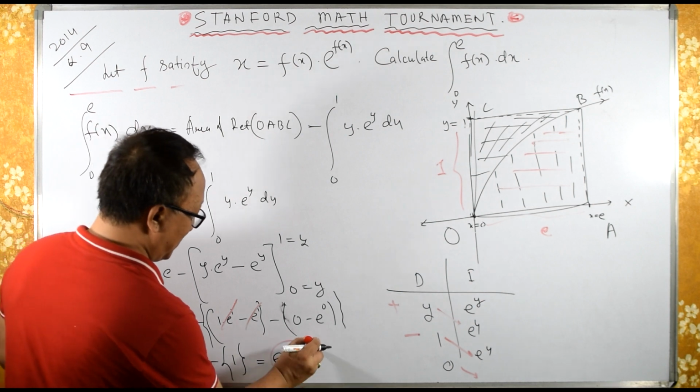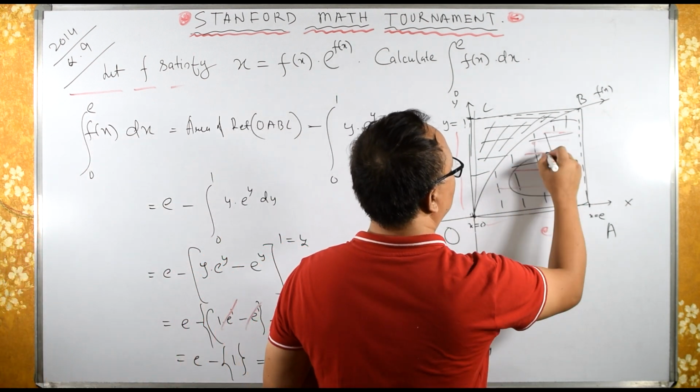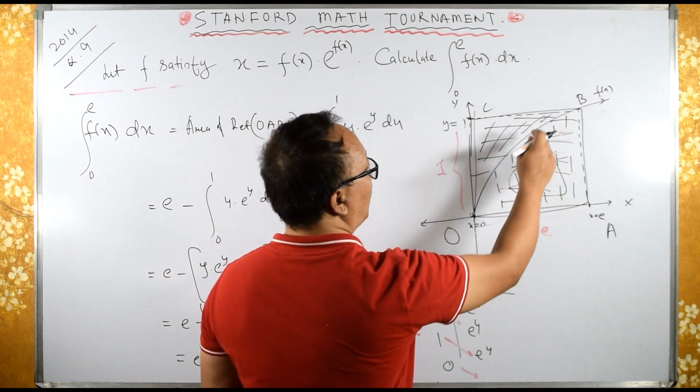This is the required area. The area for this, okay. This is the required area for this section OBA.